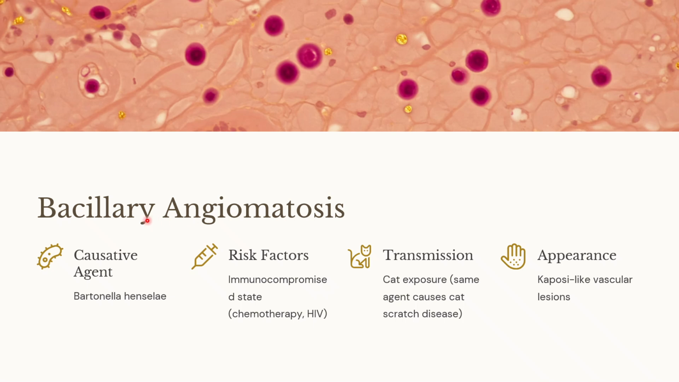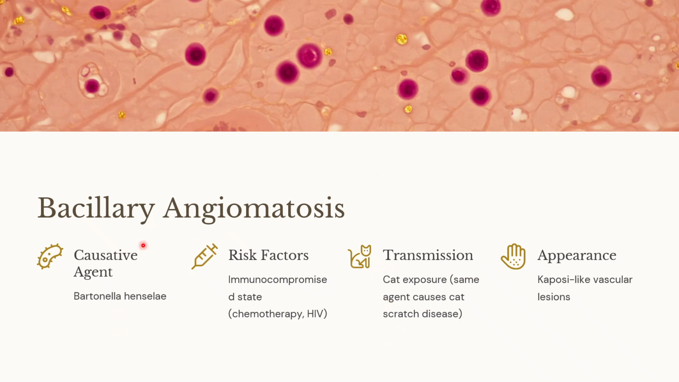The Kaposi sarcoma lookalike is Bacillary angiomatosis, but Kaposi sarcoma is caused by a virus. A similar picture, Kaposi sarcoma-like vascular lesions, but caused by bacteria, is another condition where the causative agent is Bartonella henselae. This occurs in an immunocompromised state similar to Kaposi's, but this is due to cat exposure.